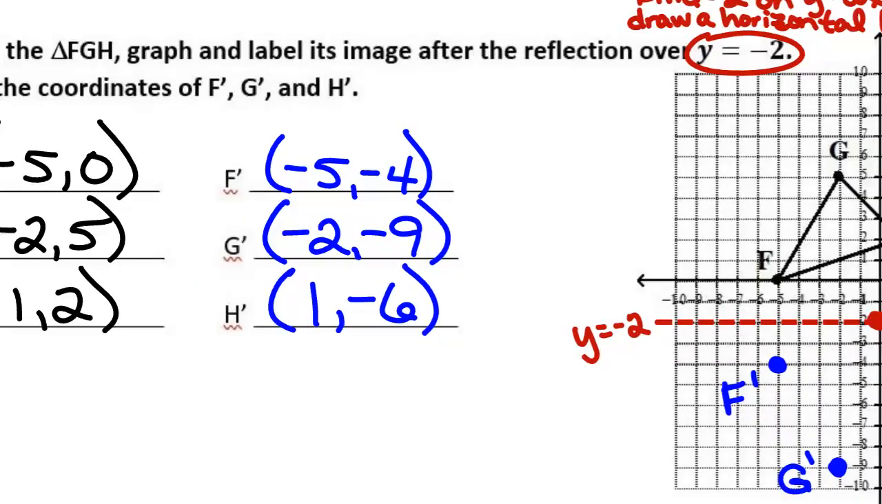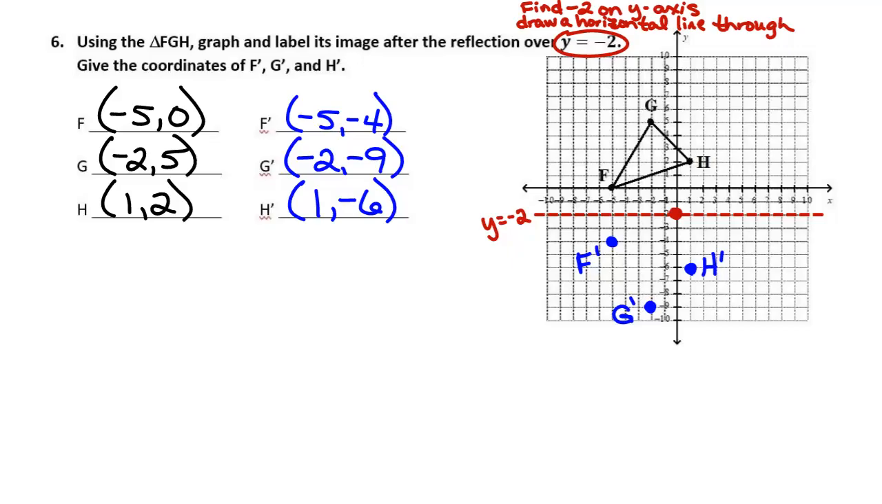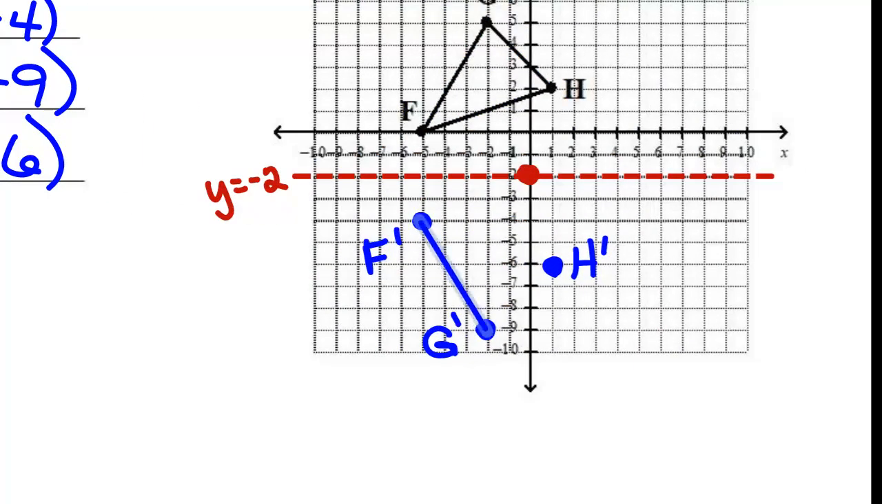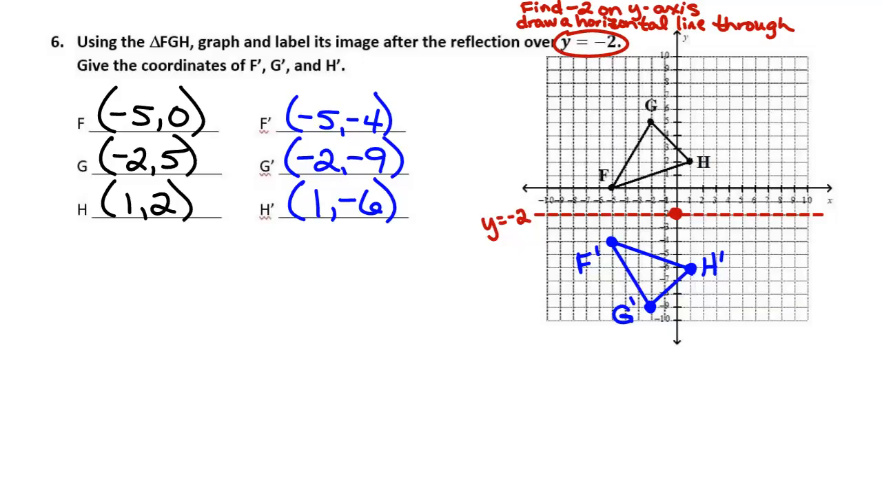And what do I still need to remember to do, or else I don't get full points? Connect the dots. Connect F prime, G prime, and H prime to make a reflected triangle. Triangles should not change size.